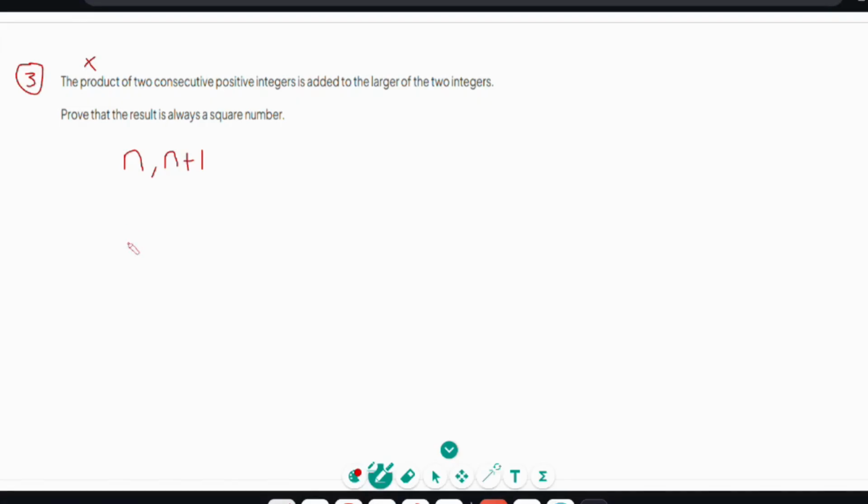The product of two consecutive positive integers, so let's times them, is added to the larger of the two integers. So adding that to the larger of the two integers, which would be this one. So let's work that out. Simplify.